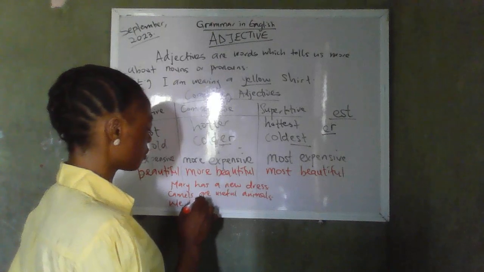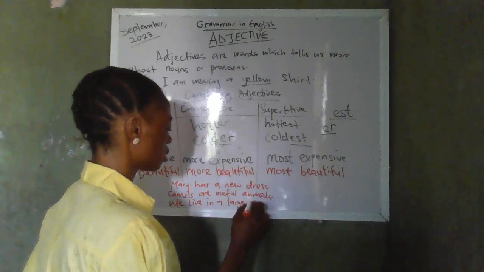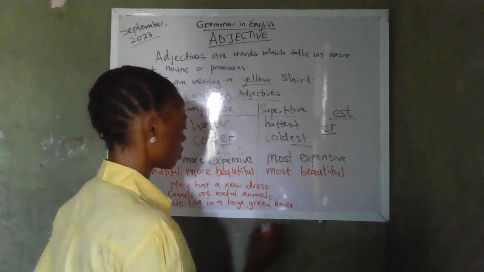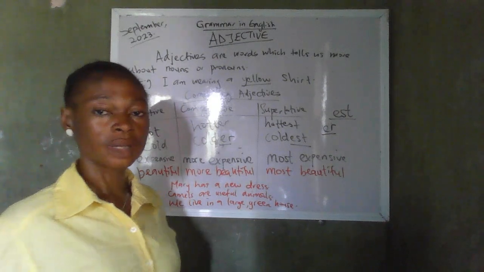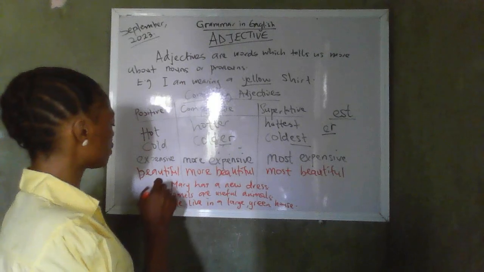We live in a large green house. Very quickly, identify the adjectives in these sentences. We have three of them.